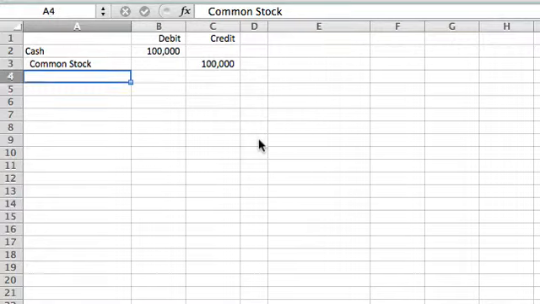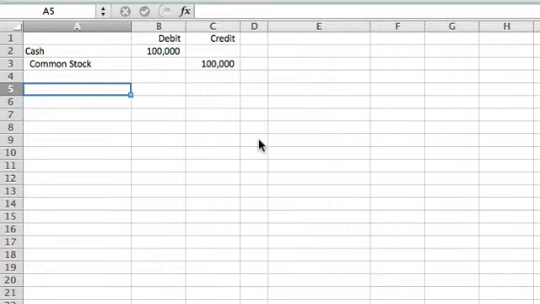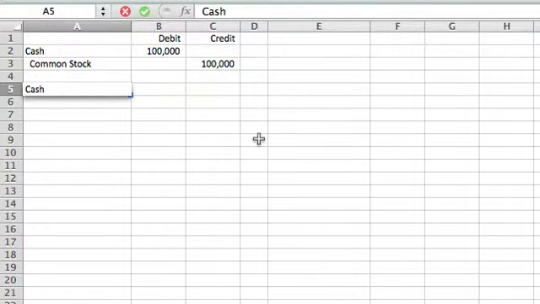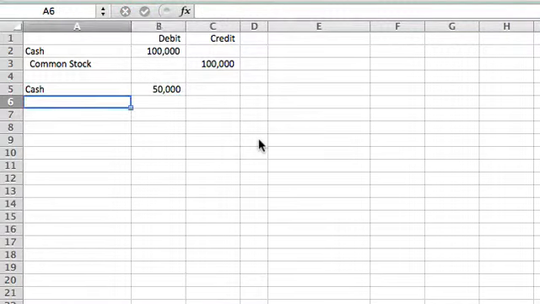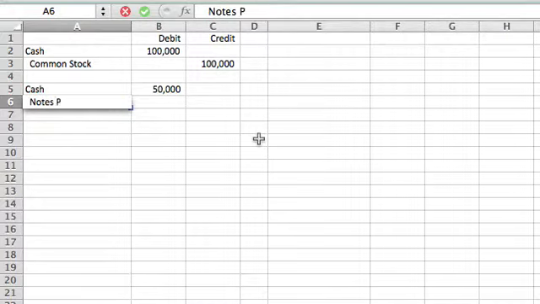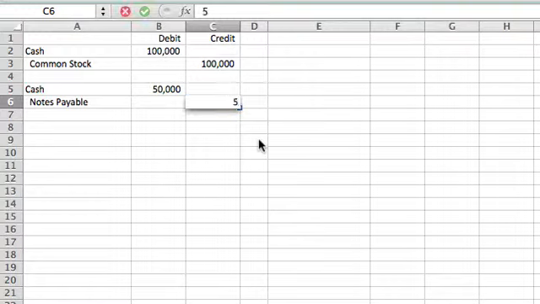Now, moving on in our example, what happened next was that the company went out and obtained more cash. So they got some more assets. In fact, they went out to a bank and signed a note for $50,000. So now assets went up by $50,000, and as you recall, liabilities also went up in the form of a notes payable by $50,000.